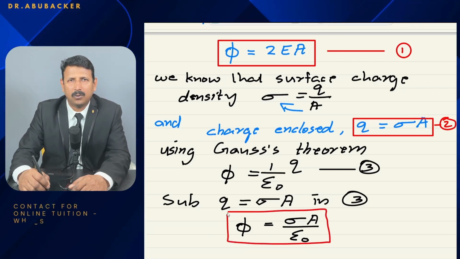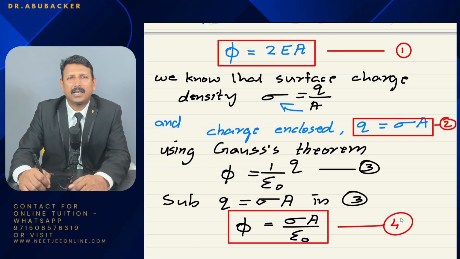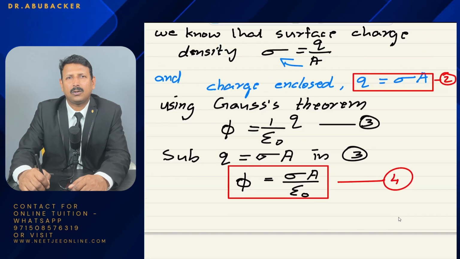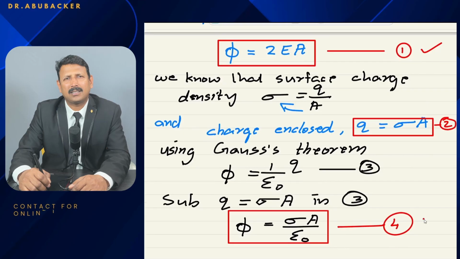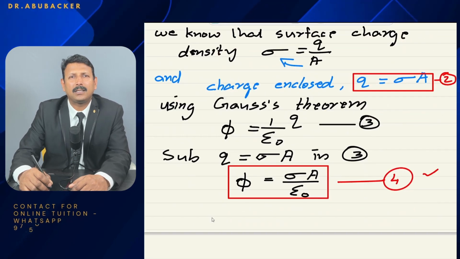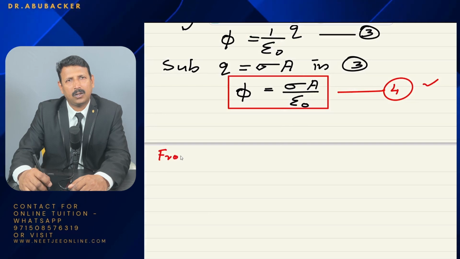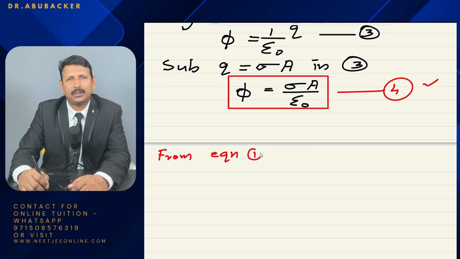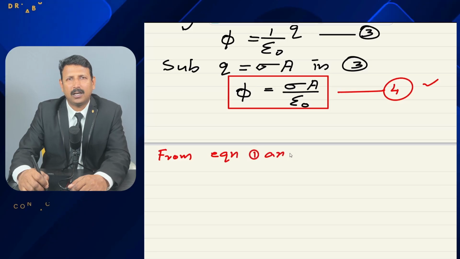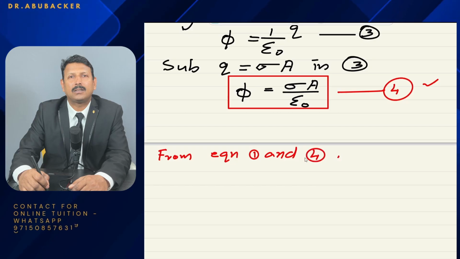Now look above, there is equation number 1, phi is equal to 2EA. Here in this equation, phi is equal to sigma A by epsilon 0. Can we do a comparison now between the two equations? Possible, right? Because the LHS are the same, we are going to compare the RHS. From there we will find what E is equal to.